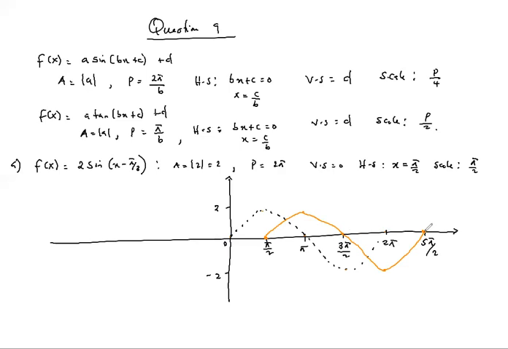So really, there's nothing much to add here. So B follows. Okay, let me do B. For B, we have f of x is equal to 3 cos 2 x plus pi over 2.